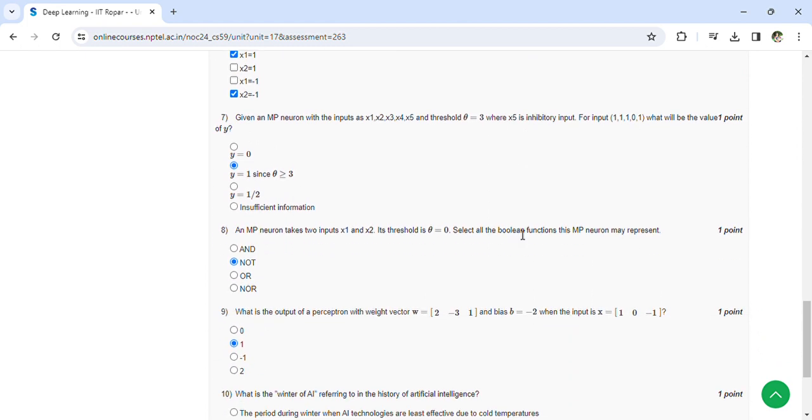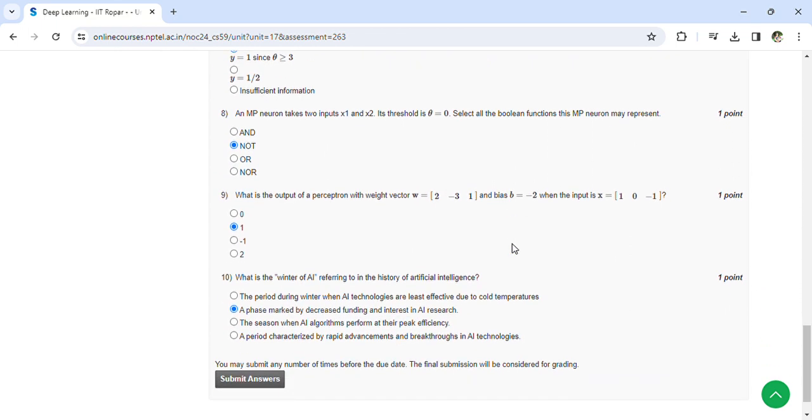An MP neuron takes two inputs x1 and x2. Its threshold theta is equal to 0. Select all the Boolean functions this MP neuron may represent. So the answer is NOT. Select all the Boolean functions this MP neuron may represent. So the answer is AND.